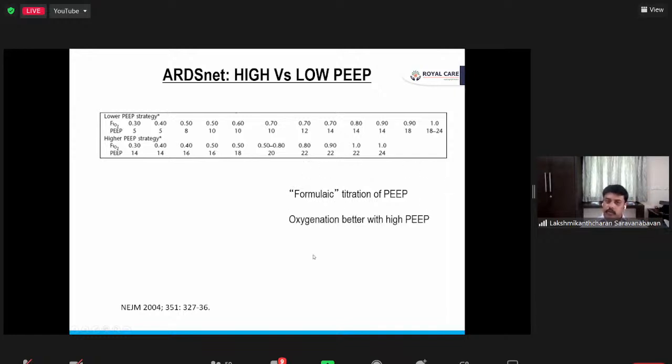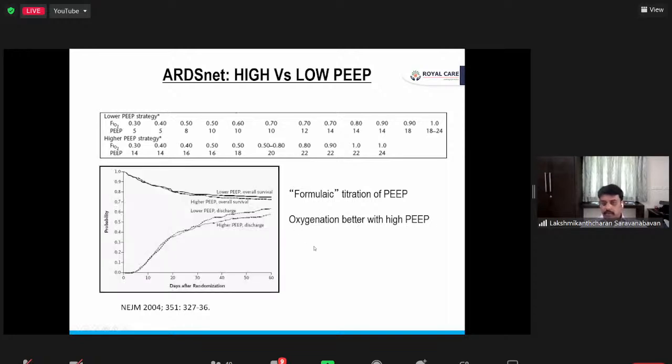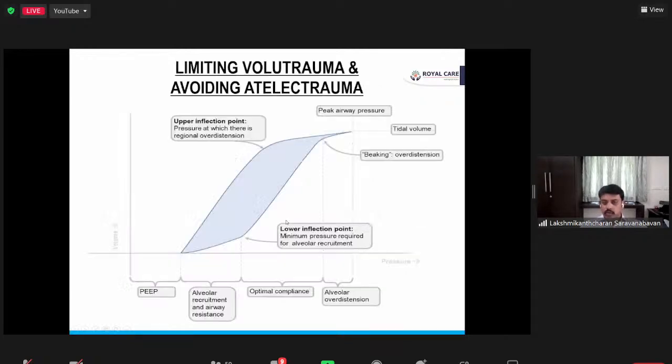This formula-related titration of PEEP was used, and what they found was that oxygenation was definitely better with the higher PEEP. That is, along with lung protective ventilation of a low tidal volume and maintenance of plateau pressure less than 30, if you keep a high PEEP, oxygenation was definitely better. But there was no difference in survival and no difference in the discharge rate between the lower and higher PEEP. So what they said was, PEEP need not be used in all the patients, but if you have a major oxygenation problem, try to go up on the PEEP to manage the oxygenation issues.